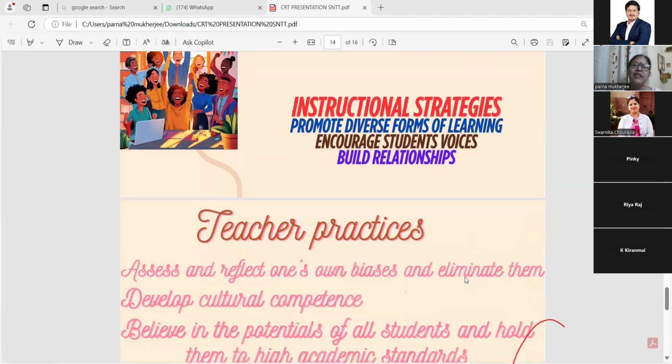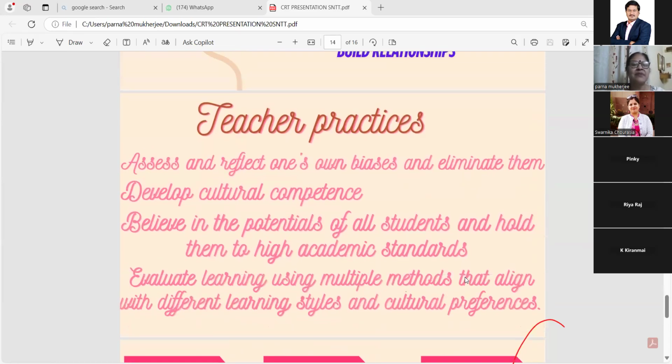Now let's come to our topic, culturally responsive teaching. So we own the responsibility. What are the teachers' activities we need to address? Again, assess and reflect on one's own biases and eliminate them. I want each one of you to ponder and think, do you have any biases? Are you partial? In the classroom situation, are you partial to some student for any reason, which might be culturally affected?